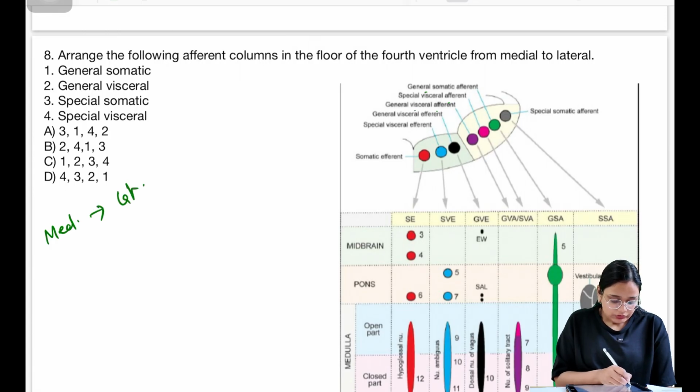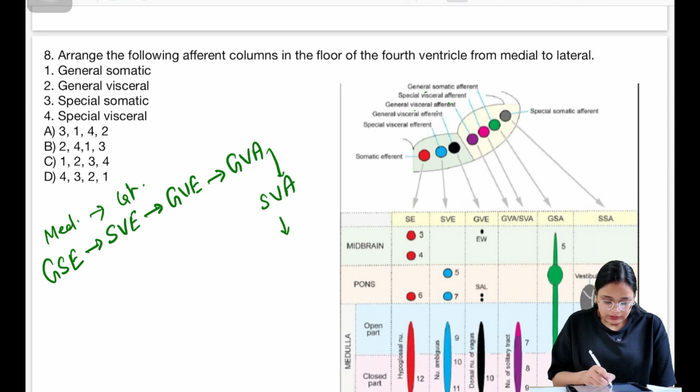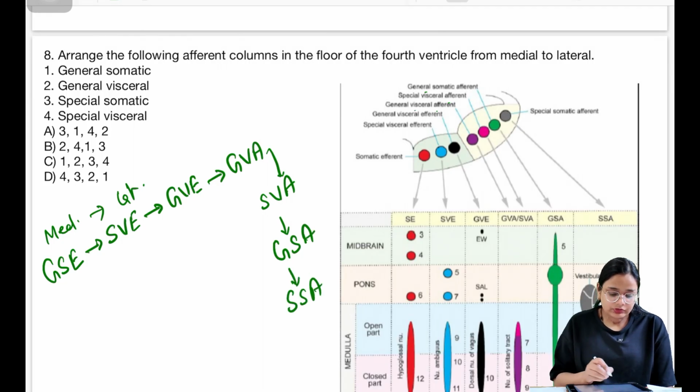Okay, so general somatic efferent, then we have special visceral efferent fibers or nucleus, then general visceral efferent fibers, then general visceral afferent fibers, then special visceral afferent, then general somatic afferent and special somatic afferents. So this is the correct sequence.